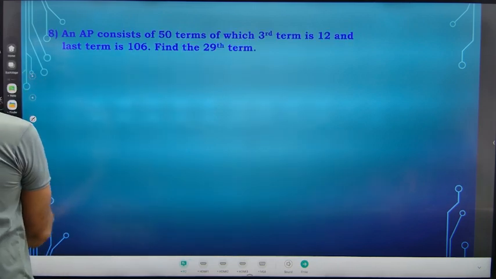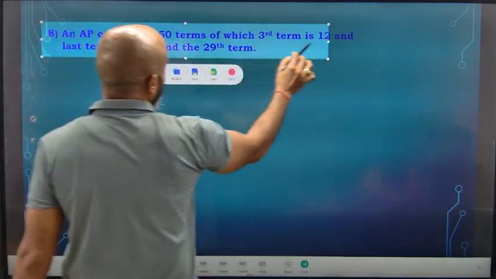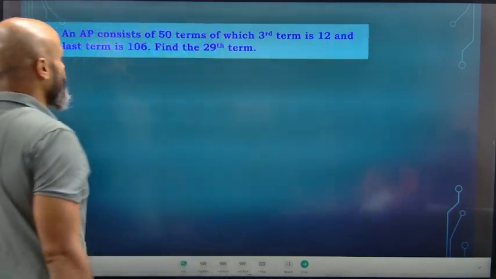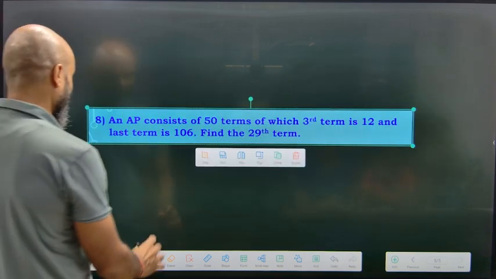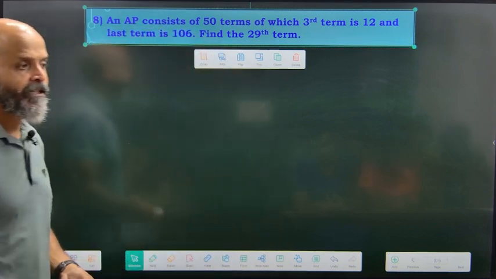Let's do the next one quickly. If an AP consists of 50 terms, of which the third term is 12 and the last term is 106, find the 29th term. Quick, quick, quick, we have to do it fast. Quick, everyone.